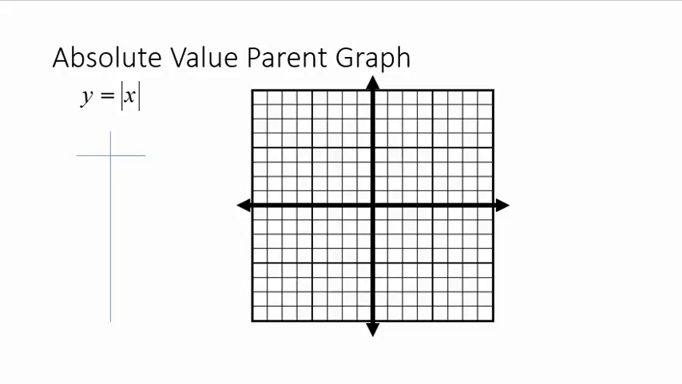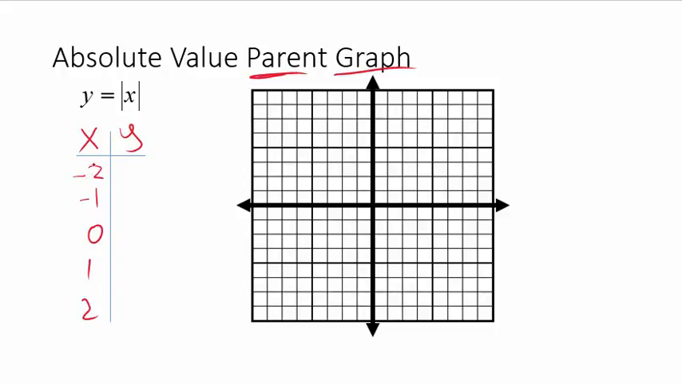And a parent function or a parent graph is just the function in its most basic form. So here we have y equals the absolute value of x. Now, if we're taking a look at y equals the absolute value of x, let's just take a few points and graph this to see what the picture of this graph will look like here. Okay, what I'm going to do is just take a few x values and plug them in using a chart to find out what the y values are.